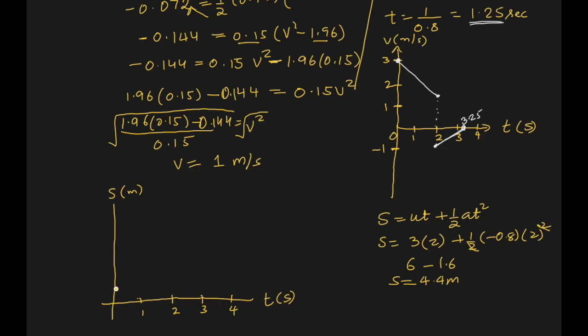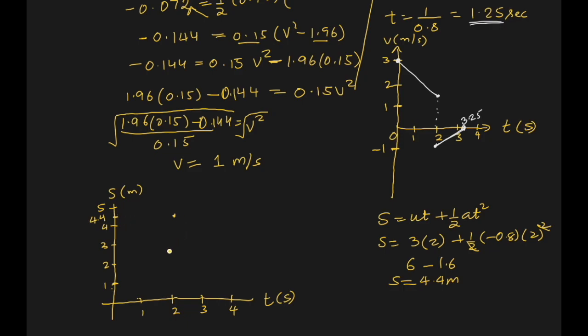Because displacement will reduce later, it is okay. 1, 2, 3, 4 and 5. 4.4 will be somewhere here in 2 seconds. So it will reach here. Okay, 4.4, no, not here, a little up, 4.4 meters.